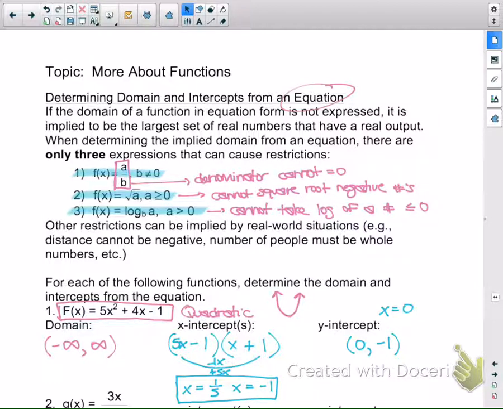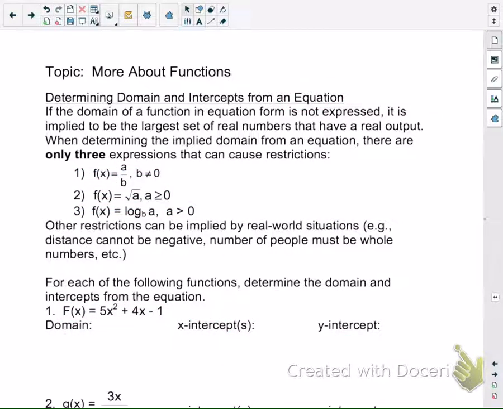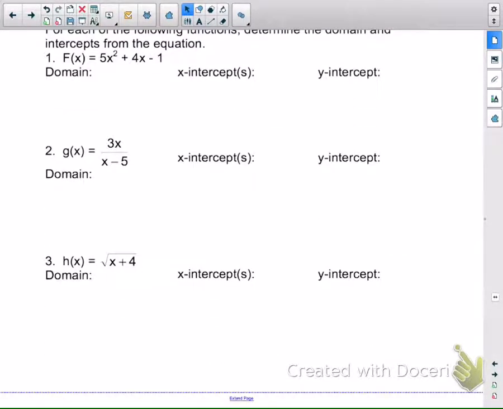Now let's talk about a restricted one, too. How do I know, first off, that this is restricted? It's a fraction. That's one of my lists. Okay, so that's something I've got to watch out for. What part of the fraction am I worried about?